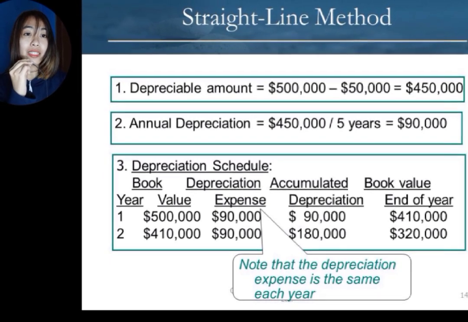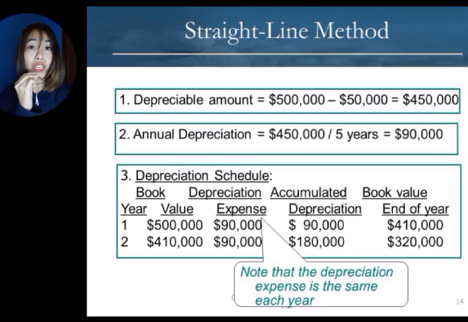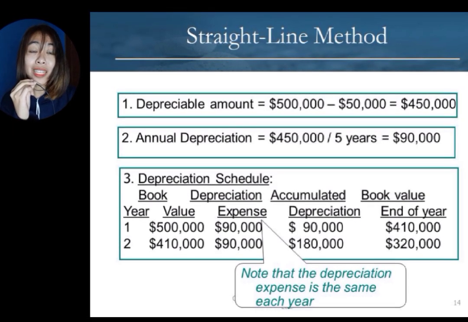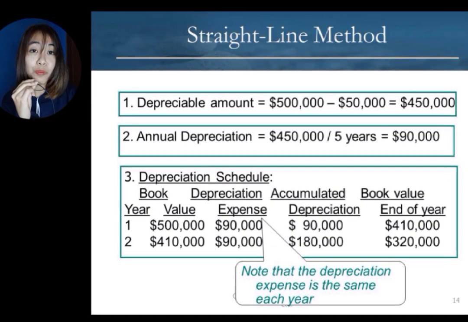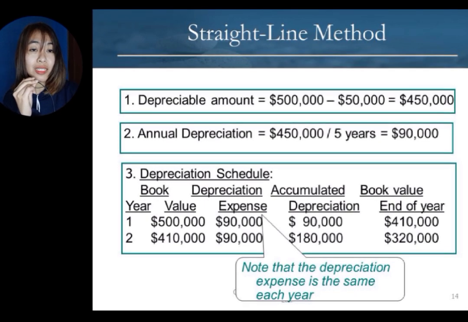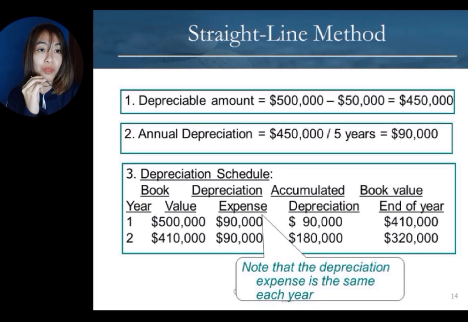Meanwhile, in order to get the accumulated depreciation, we just have to multiply the depreciation expense by the number of years. Here we have 90,000 depreciation expense and we just have to multiply it by 2 since we're already having 2 years in order to obtain 180,000 accumulated depreciation value.